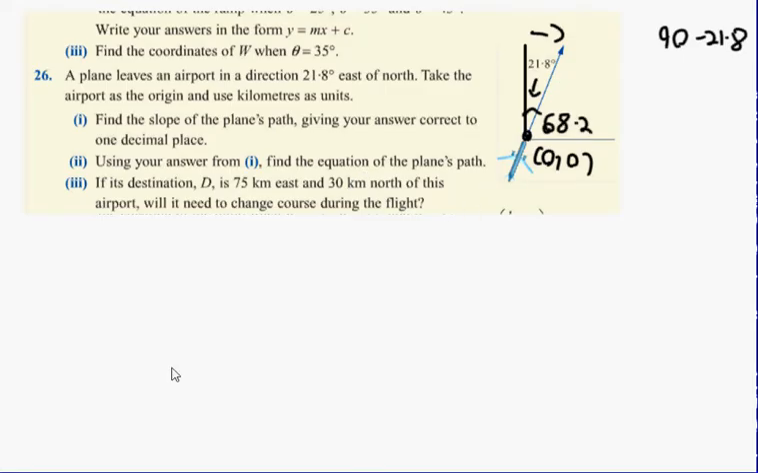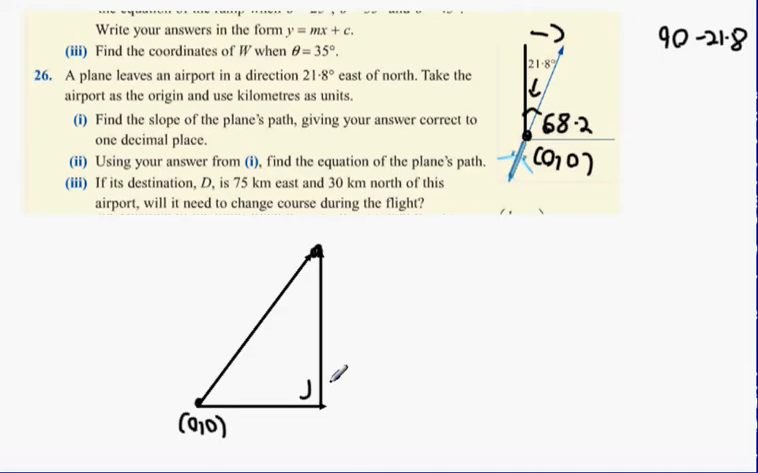Let's draw this triangle now. This is the plane's path. This is how much distance it travelled to the right, and this is how much distance it travelled upwards. Now, this is 0, 0. What we can do is find out the slope. Which one is the slope again? Sine, cos or tan? Tan. Tan of the angle is always the slope.